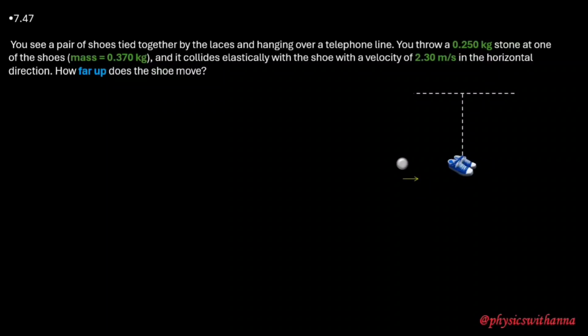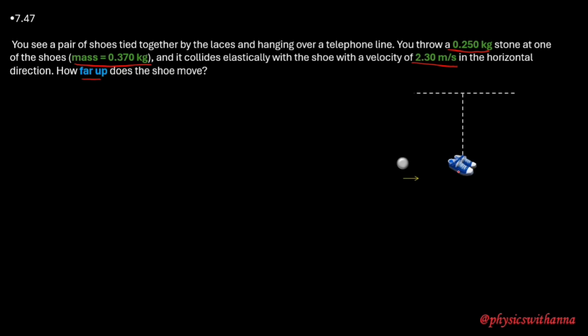Question 7.47. You see a pair of shoes tied together by the laces and hanging over a telephone line. You throw a 0.250 kilogram stone at one of the shoes of mass m equals 0.370 kilogram, and it collides elastically with the shoe with a velocity of 2.30 meter per second in the horizontal direction. How far up does the shoe move?